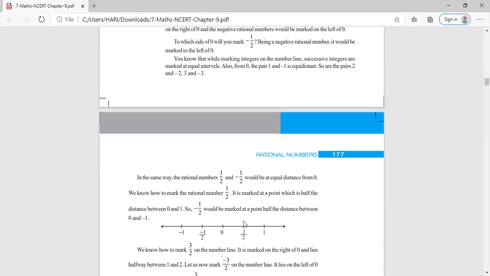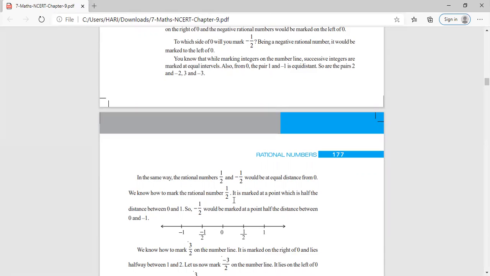Now next thing, what is the denominator? In 1 upon 2, the denominator is 2. So the distance between 0 and 1 we have to divide into two equal parts, or we have to mark the middle point of the distance between 0 and 1. There you are going to mark 1 upon 2. Understood? So 1 upon 2 is marked.